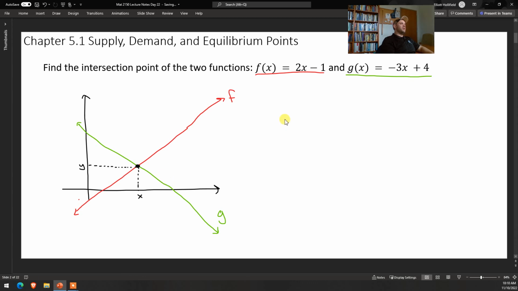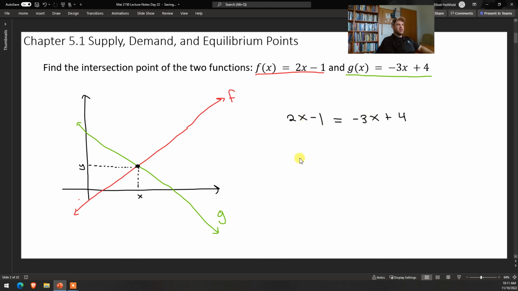So how will we find this x that corresponds to this y? We will say, hey, they must have the same y value. Therefore, we set the two functions equal. They must have the same height at this point. Now we can solve for the x where this is true. Now it's fairly basic algebra.